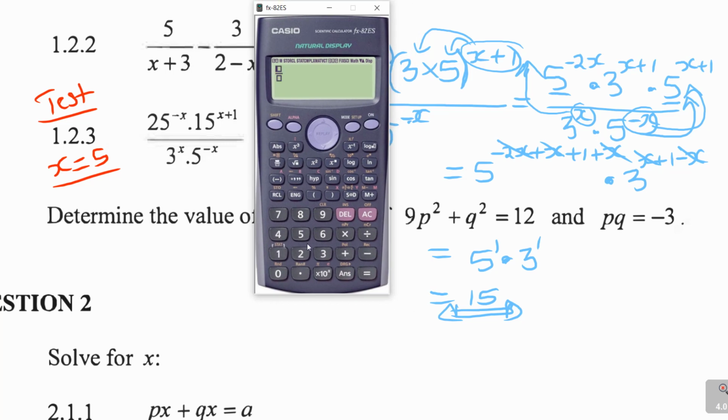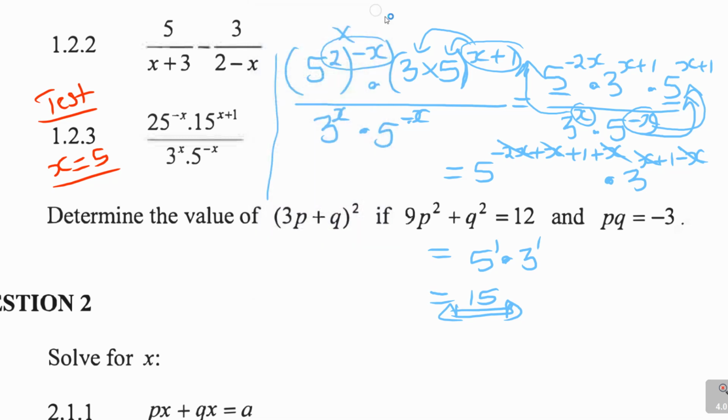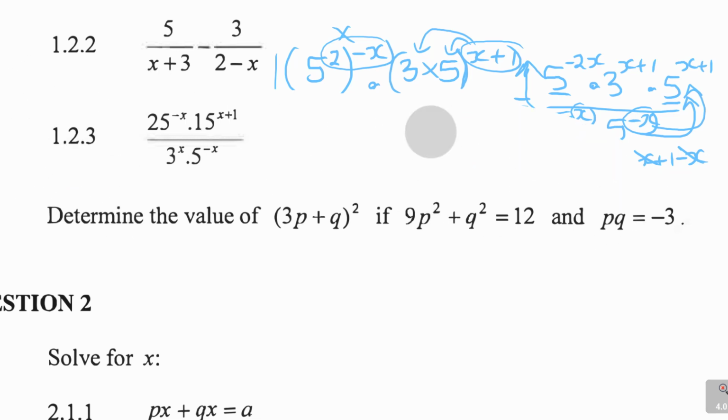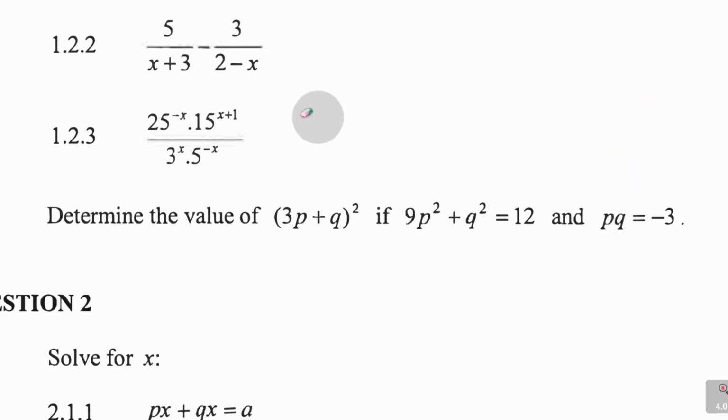So I've got a fraction, then this is 25 to the power negative 5, times 15 to the power, remember it's 5 plus 1, all over 3 to the power of 5, times 5 to the power of negative 5. If I say equal to, you see it's giving me 15. You can choose any number. So those are the things that you can use to test your answers. I always prefer it because it makes me feel more confident with my answer.